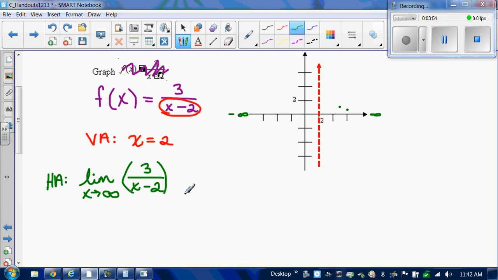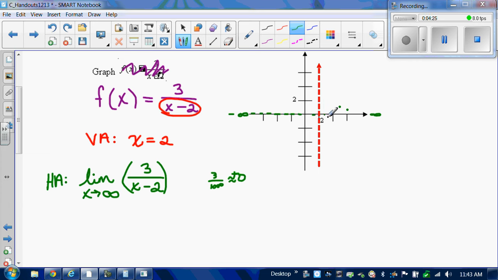Alright, how about when x, so it looks like it's going down, but it could just keep on going down this way. I don't know. So how about when x is like 1,000? Alright, or let's just say 1,002. Then we get 3 over 1,000. Yeah? That is really, really, really close to 0, but still positive. So I'm going to say it's close to positive 0. In other words, from the top side of 0. So yeah, so I'm going to get a horizontal asymptote at 0.